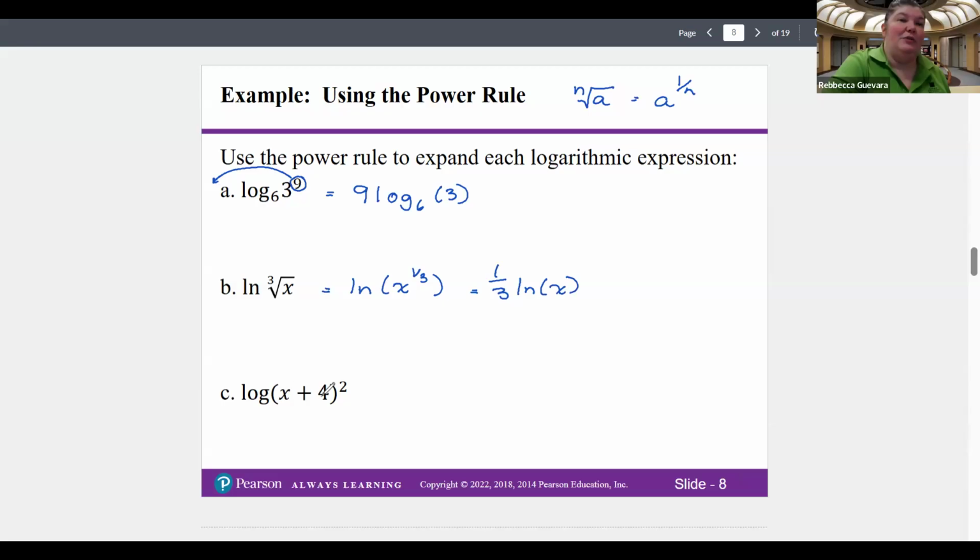Here I got log of x plus 4 squared. So this is the only thing that we can pull out. That pulls out front. So we have 2 log of x plus 4. And we don't have a property to break up a sum or a difference inside of a logarithm. So there's nothing more I can do with this. I have to leave it as is. Our rules only apply to exponents, to products, and to quotients.